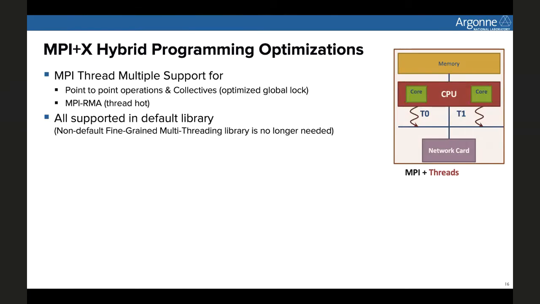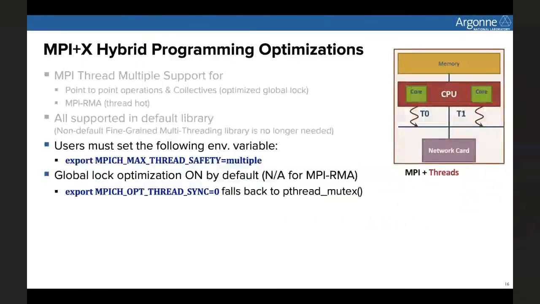Cray calls this the thread hot MPI. So users must set the following environment variable: MPICH_MAX_THREAD_SAFETY equal to multiple, and then global lock optimization is on by default. That's the one that Cray has improved on what's the default MPICH implementation. If you use MPICH_OPT_THREAD_SYNC equal to 0, then it falls back to the default pthread mutex based locking scheme.